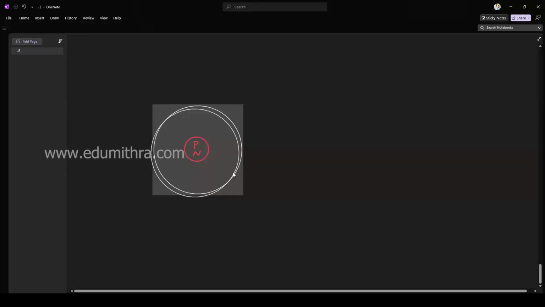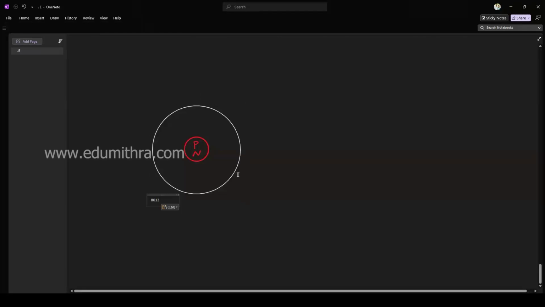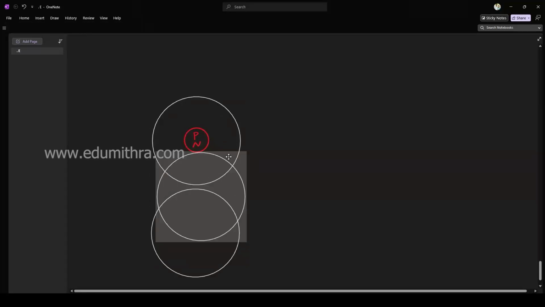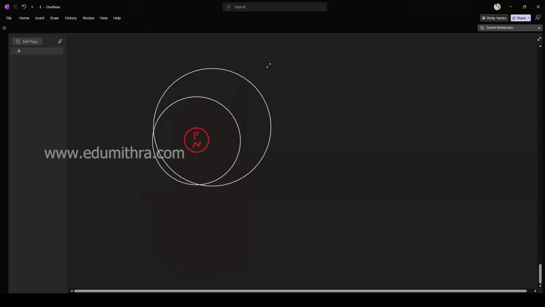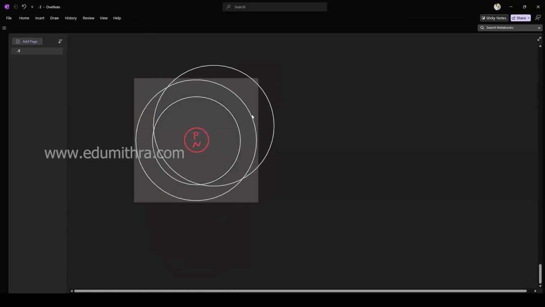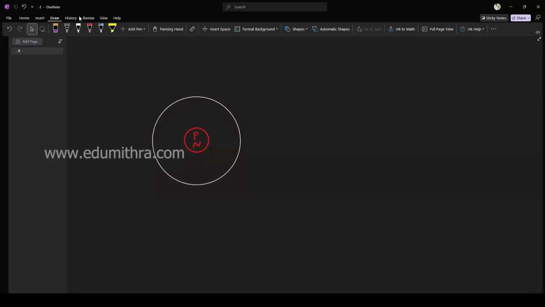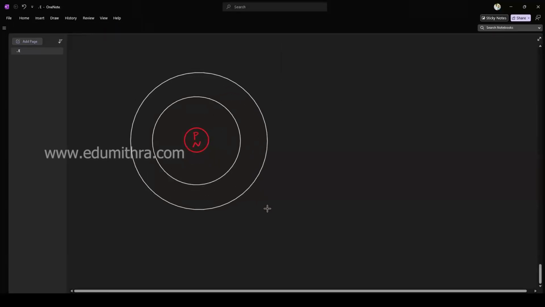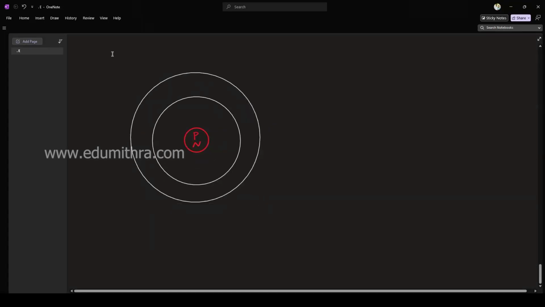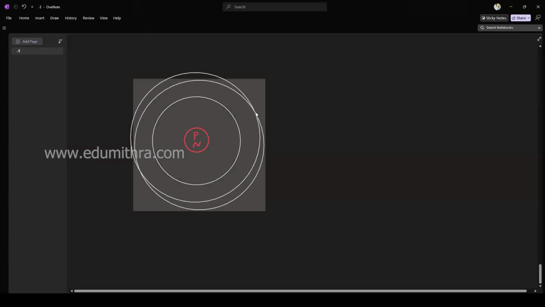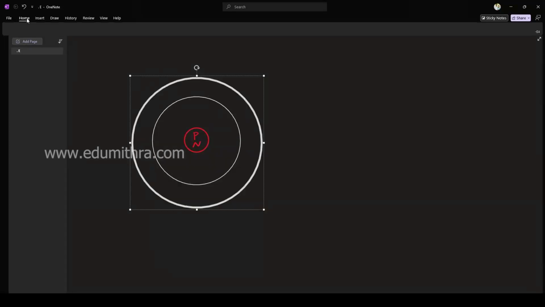So something like this. Now take another path around this. You might have learned this in your school class, and these orbits are called shells. So these orbits of electrons are also called shells, and electrons can orbit in these shells.